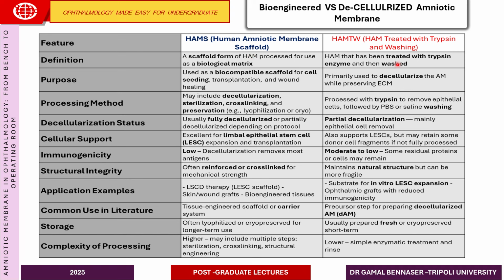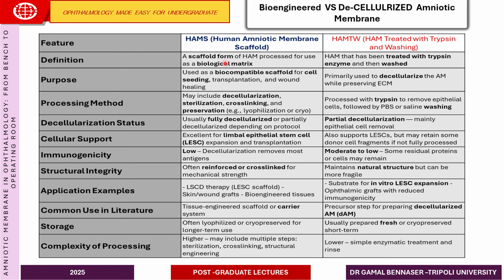However, this membrane is treated with trypsin enzyme and is then washed. So the aim is just to decellularize the membrane, but still it is not as good a biological matrix preparation as this one. Okay. Now, the purpose of this membrane, as I said, is to be a biocompatible scaffold for cell seeding and cell transplantation. However, this one is primarily used to decellularize the amniotic membrane while processing and preserving the extracellular matrix. Both of them are used for cell seeding. However, this one is optimum and much more ideal.